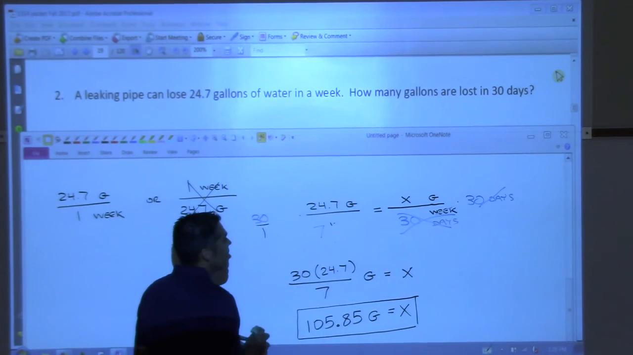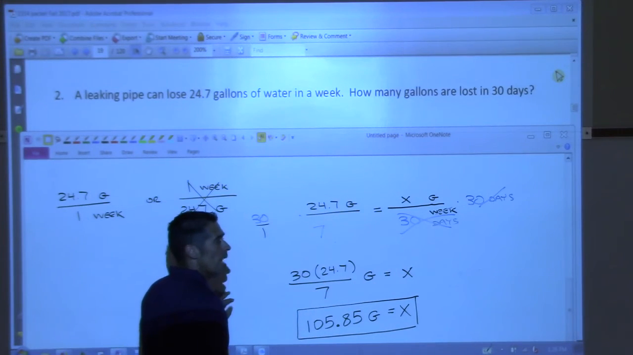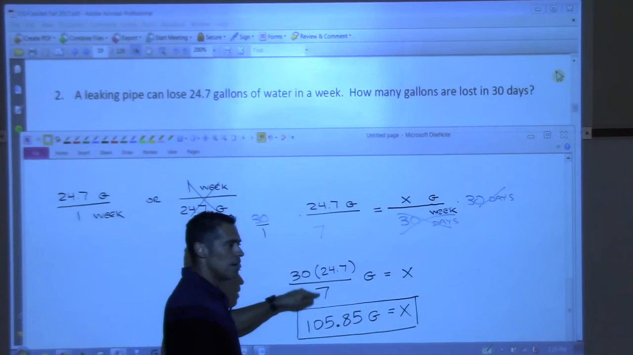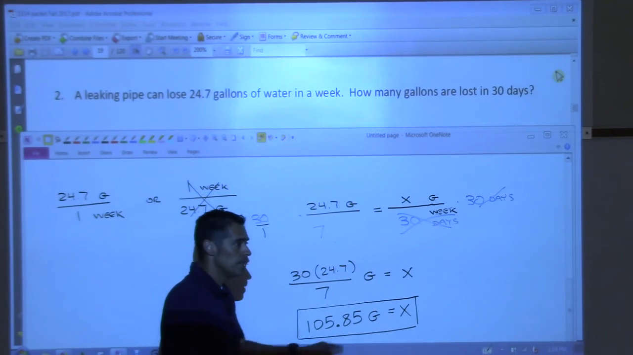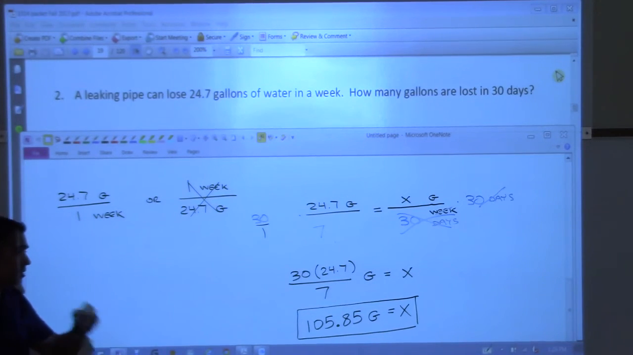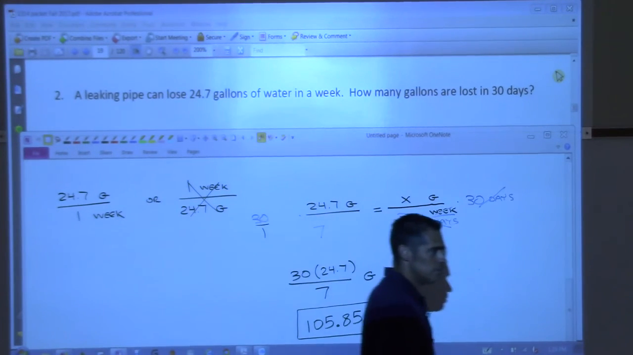The 7 doesn't go into the 30 equally. It does not. Yeah, that's okay though, because this times this is going to give you some number and you divide it by 7 and we get a decimal answer. It doesn't have to go in there. If we would have wanted to stick with weeks instead of converting to days, then you would have to tell me how many weeks are in 30 days. So you'd divide it by 7. You'd still get a decimal.